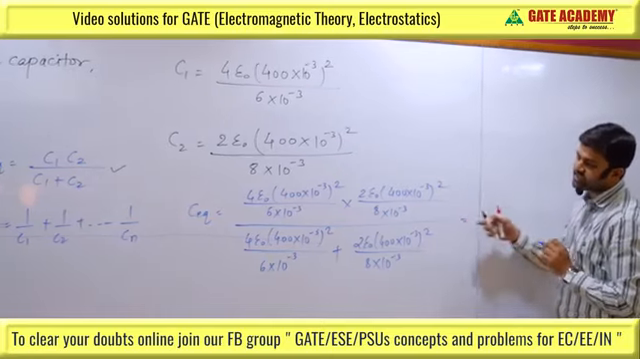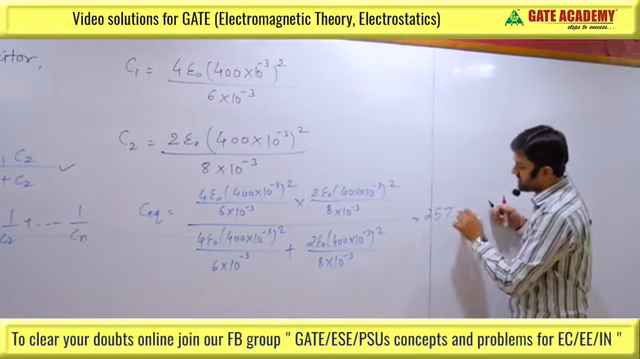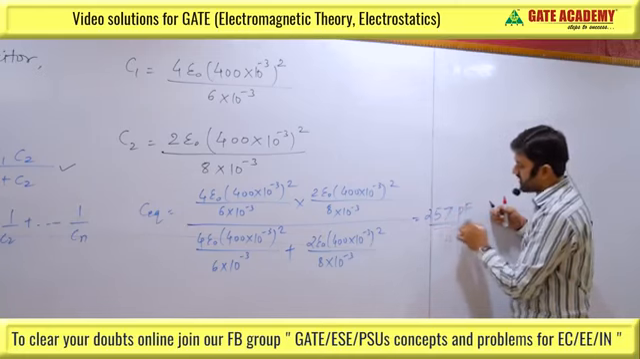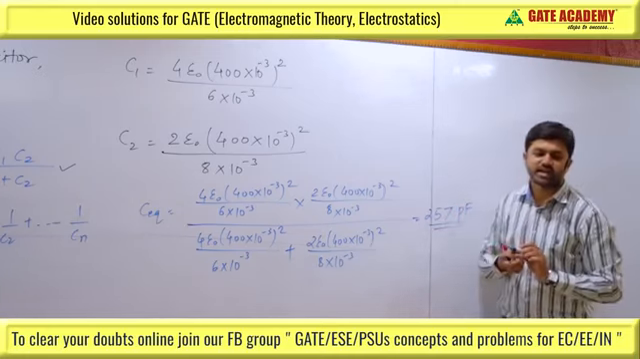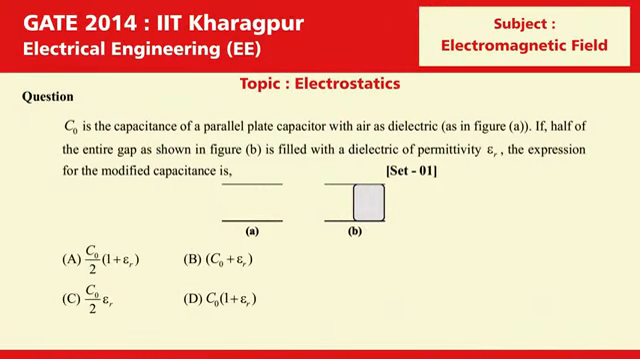So on solving this, we will get the result as 257 picofarad. Hence the correct answer is option D. This question is asked in GATE 2014 set 1.